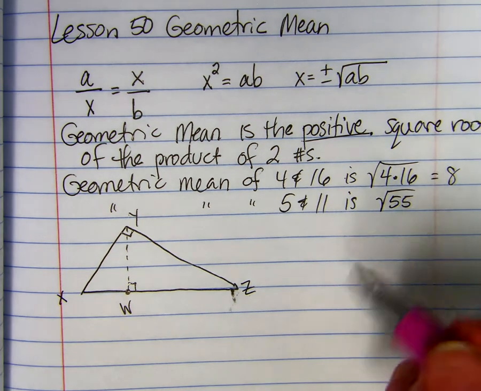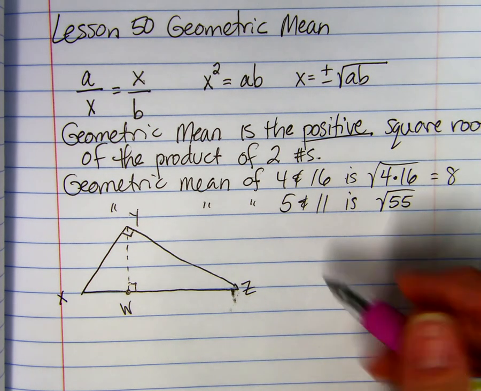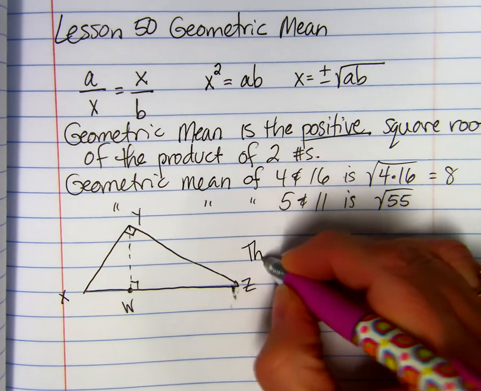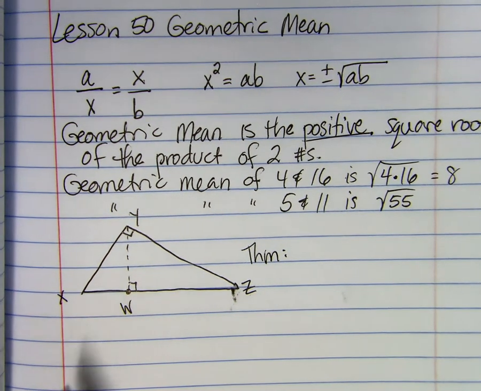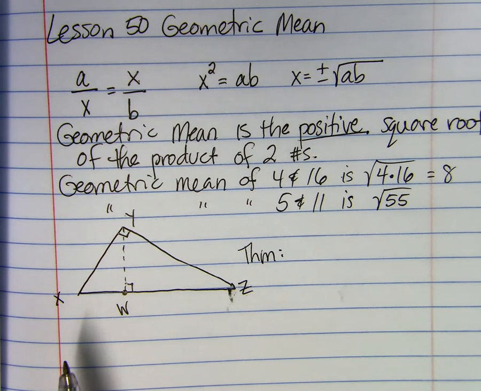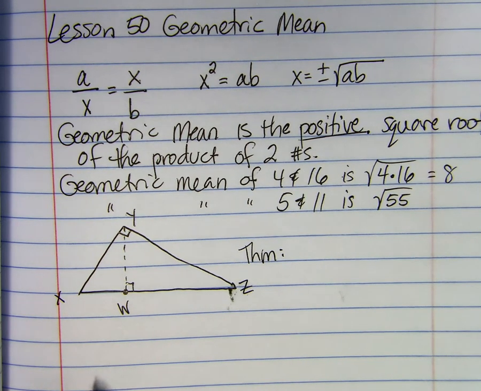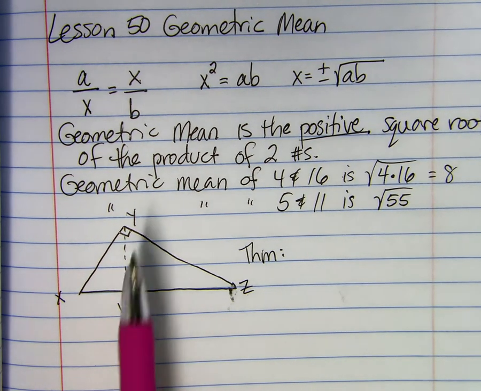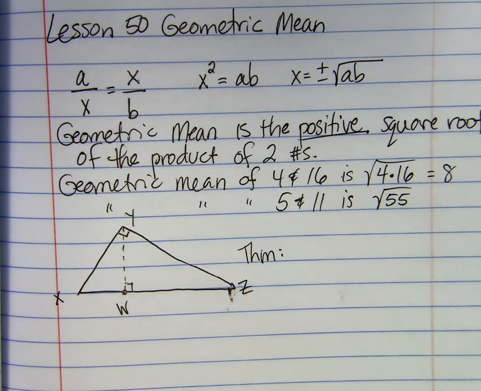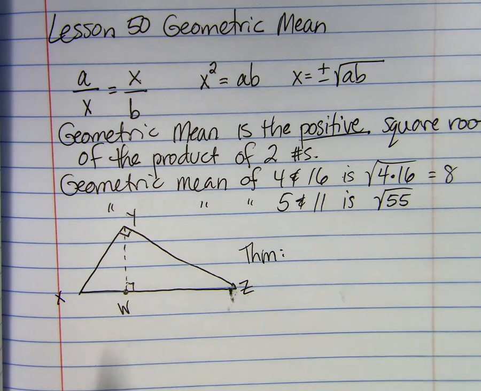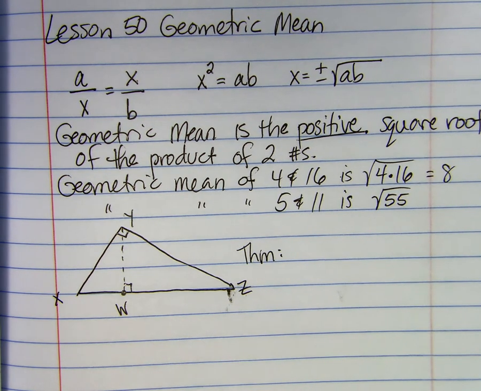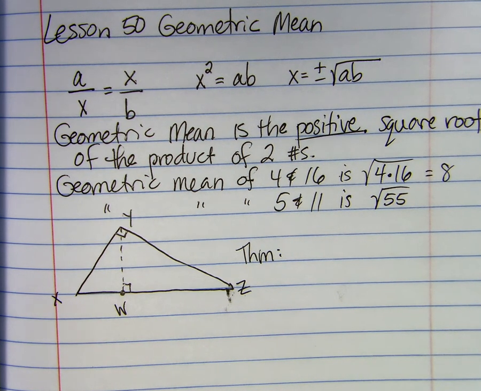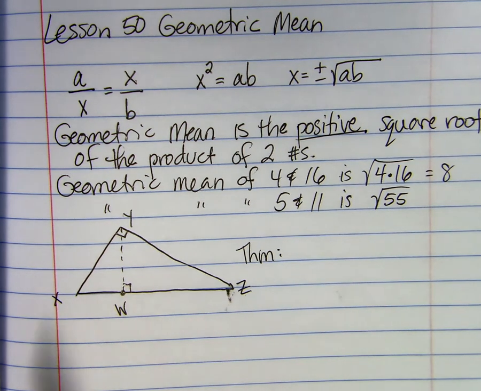And here's the theorem. If the altitude is drawn to the hypotenuse of a right triangle, in other words, from the right angle to the hypotenuse, then the two triangles formed are similar to each other and to the original triangle. So all three triangles will be similar.